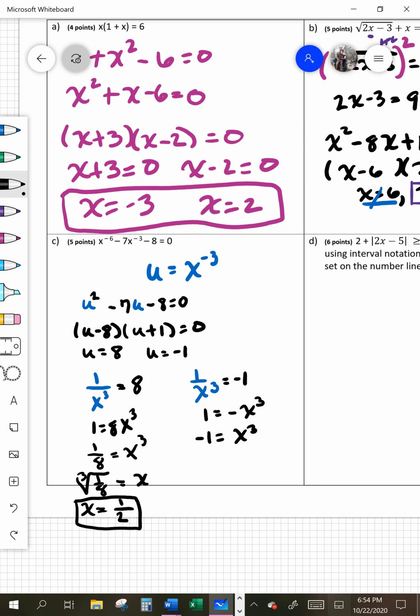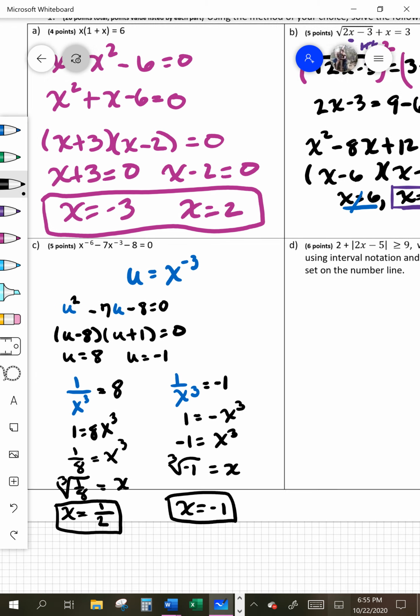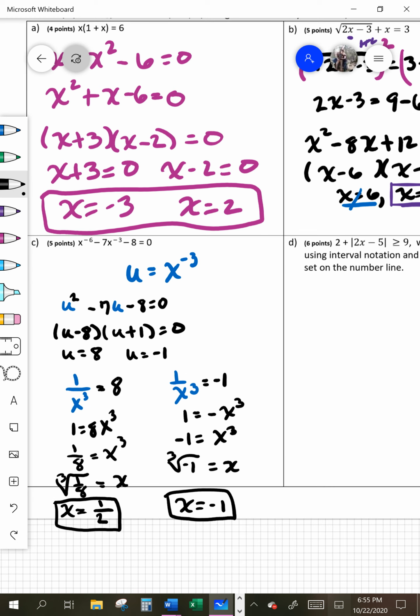Take the cube root of both sides of the equation, the cube root of negative 1. Is there a number that you can cube to get negative 1? There is. That is negative 1. Okay, so there was nothing in here where we raised both sides to an even power, so we're okay and there's nothing that could give us extraneous solutions. So let's move on.